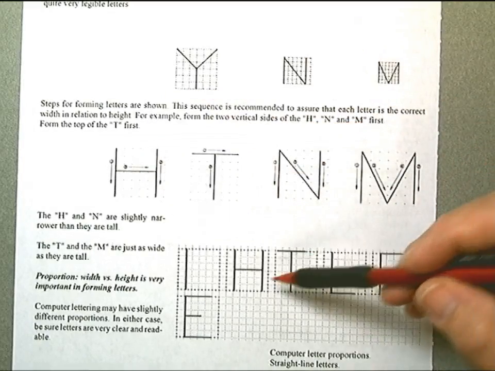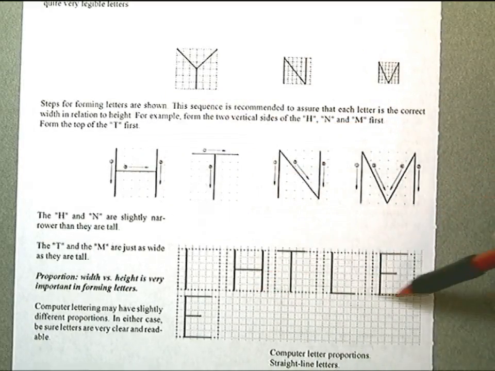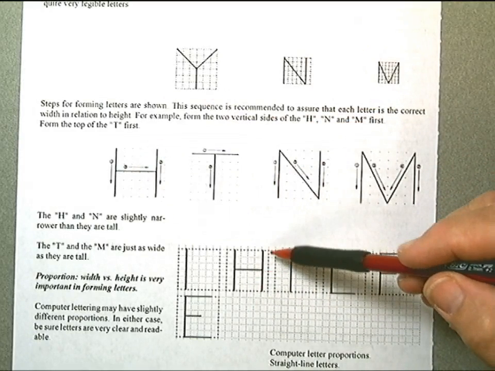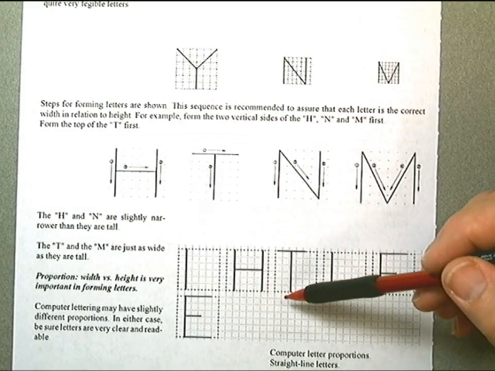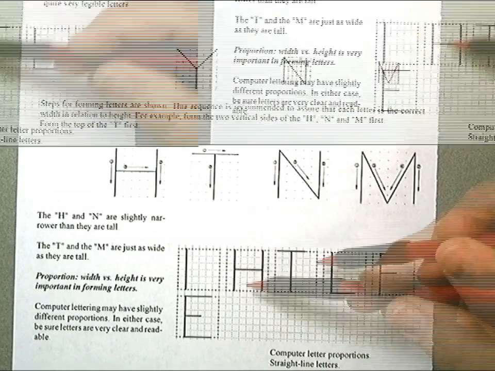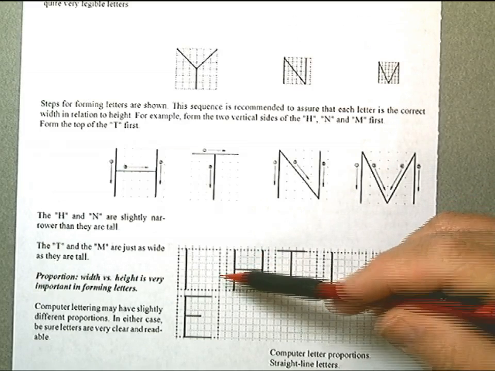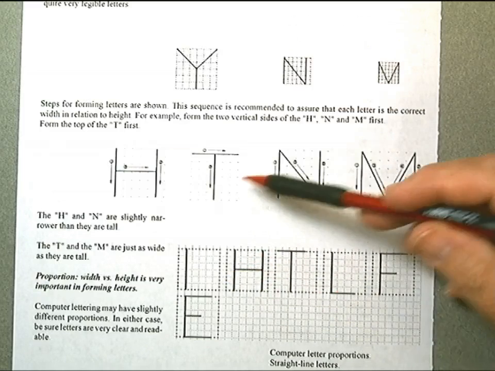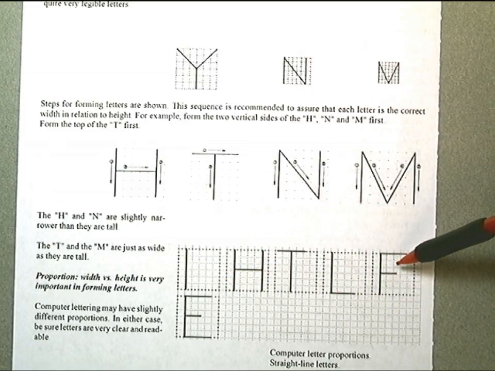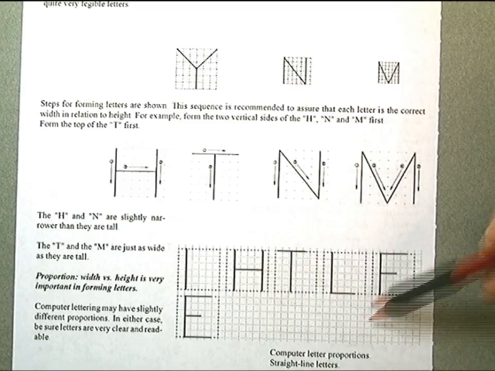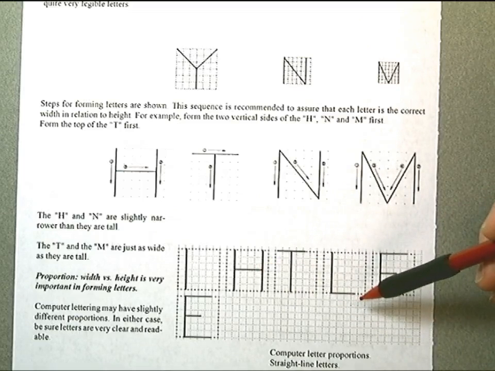Okay, so we're going to be practicing these in just a moment, and the width versus the height is what you're using to make the letters proportional. So pay close attention to your proportions. You won't always have a grid, of course, to work with. We just use this in the beginning to learn the proportion.